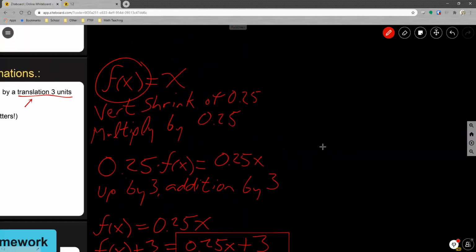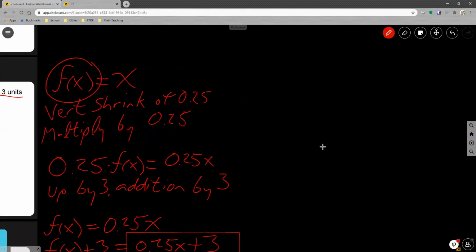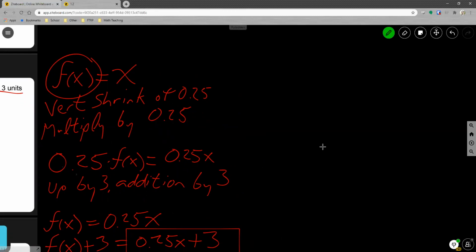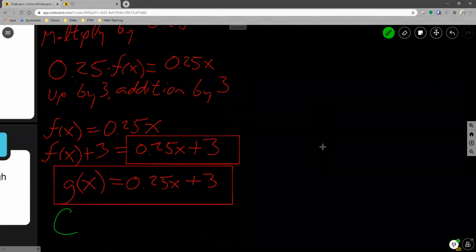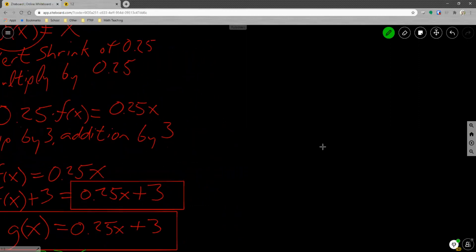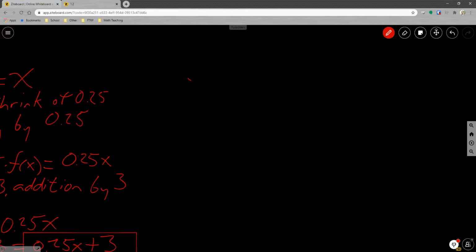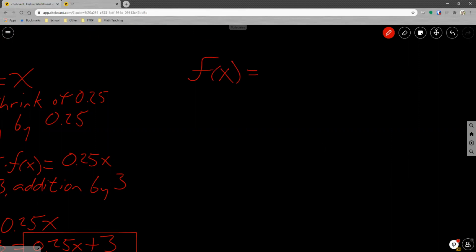But what happens if we do this in the wrong order? Let me do the addition by 3 first, then the vertical shrink. So this is the correct way on the left. Let's do the incorrect way on the right, in the wrong order from what they specified. Still starting with f of x equals x.